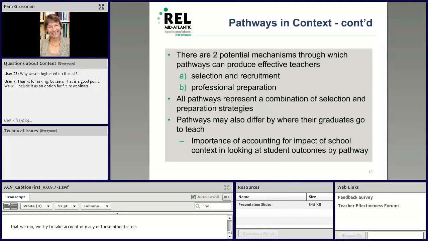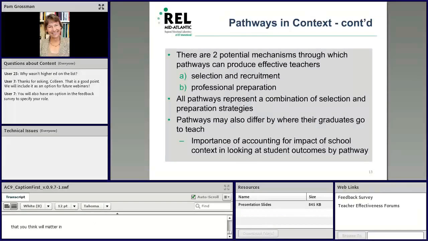So as I mentioned, part of the challenge for researchers is that there are two different potential mechanisms through which pathways affect the production of effective teachers. The first is through selection and recruitment. One of the ways you can get really high-quality teachers is to try to select people on the attributes that you think will really matter in terms of their teaching performance.